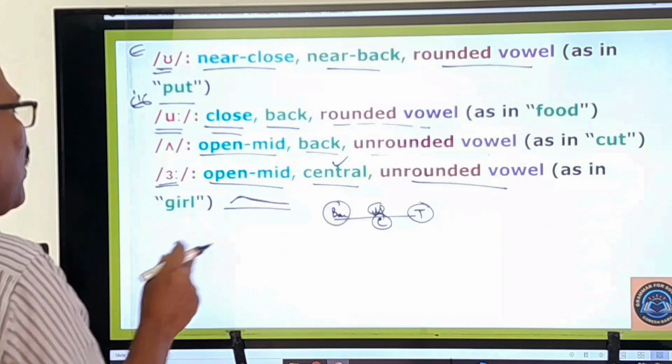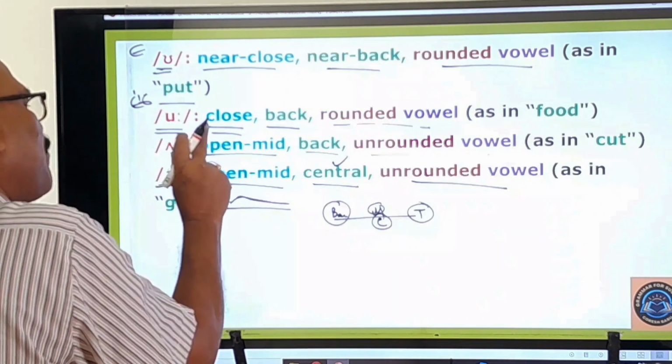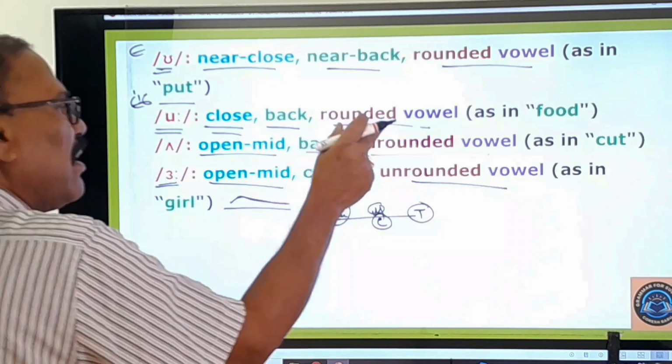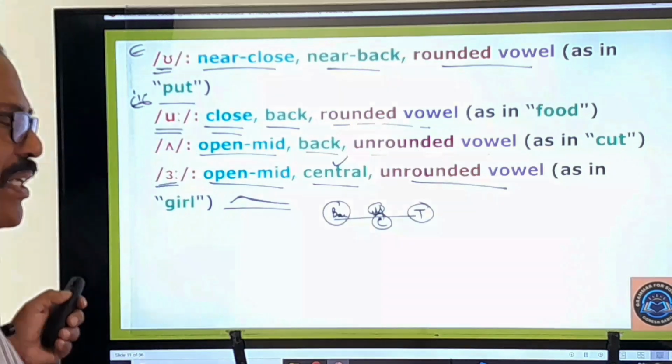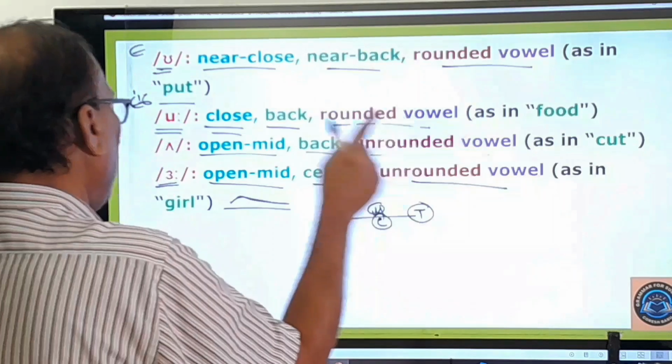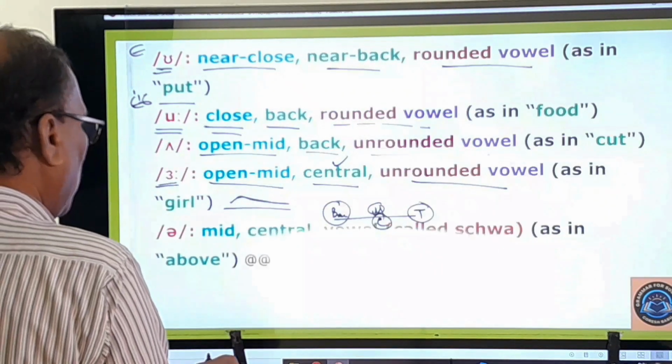In the production of this vowel, the tongue is open mid, the tongue is central, and the lips are unrounded. So this is the open mid central unrounded vowel. And you go to the next one, the last one.